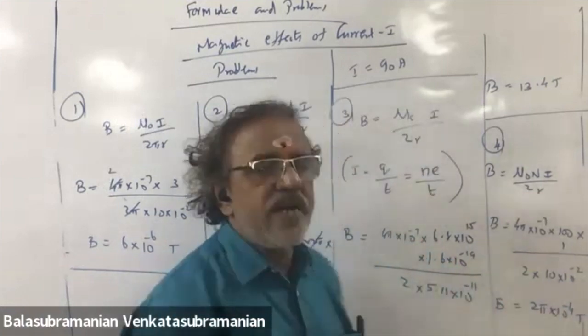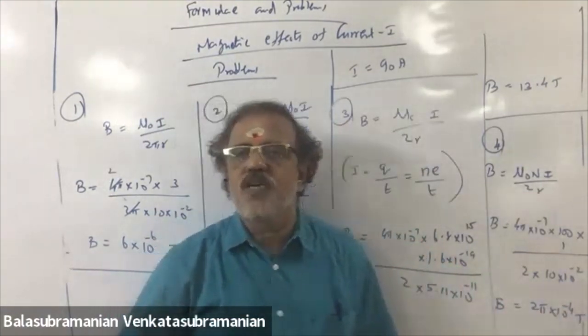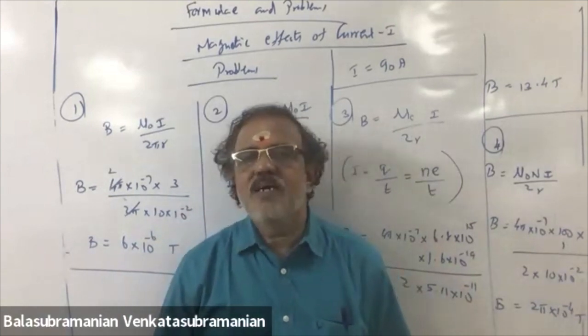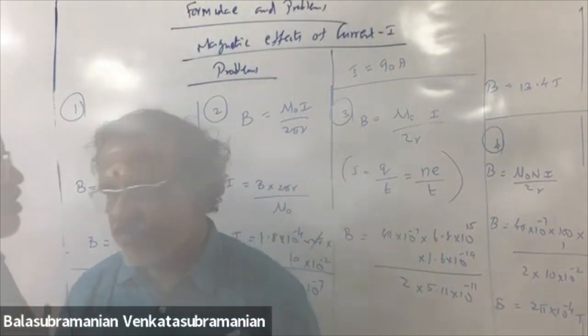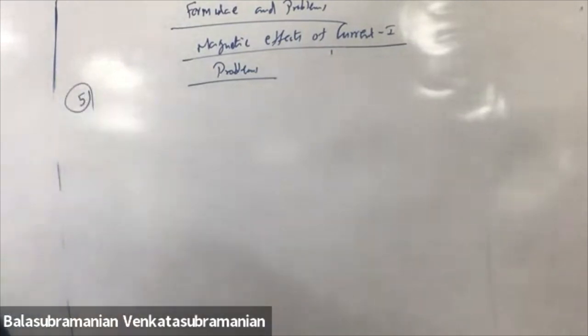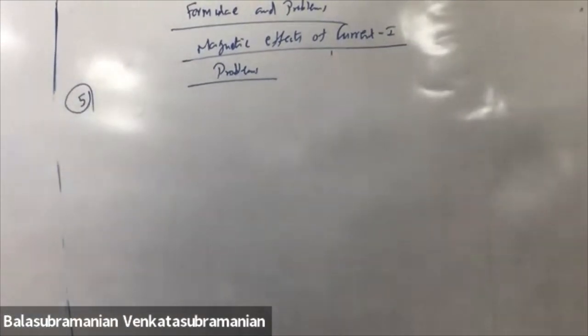That is 6.28 into 10 power minus 4 Tesla. Magnetic field at a point at the center, for the number of turns concept. Fifth problem. A circular coil has 35 turns on a mean radius of 4 centimeter. It carries a current of 1.2 ampere. Find the magnetic field at a point along the axis of the coil at a distance of 40 centimeter from the center.